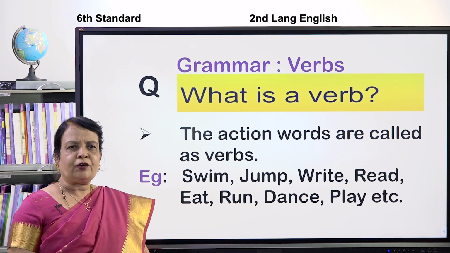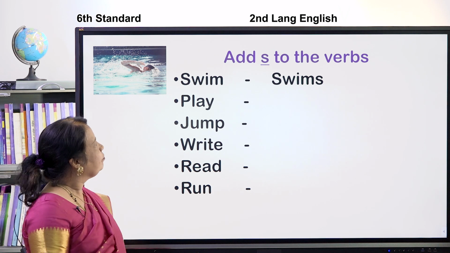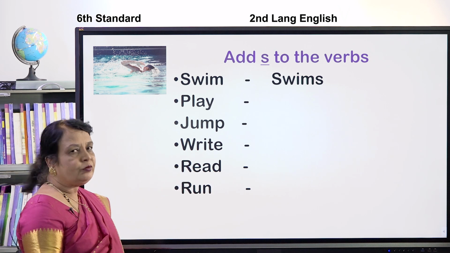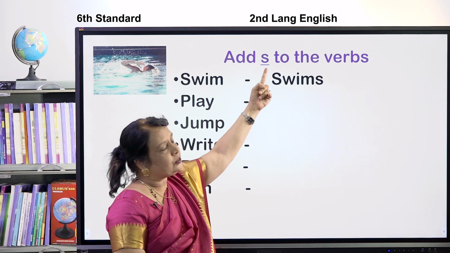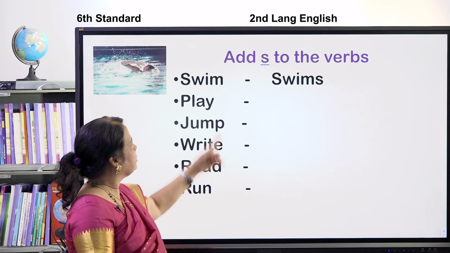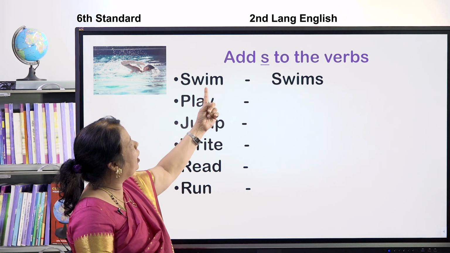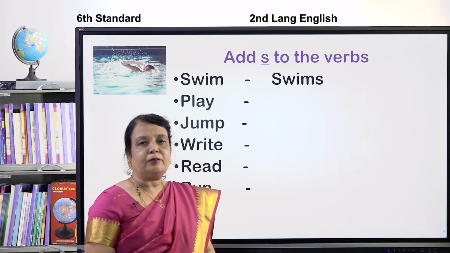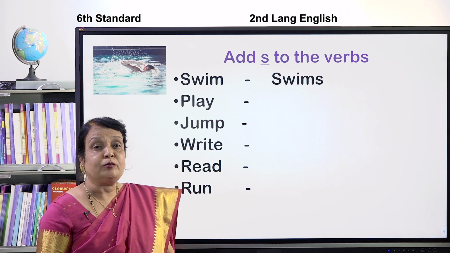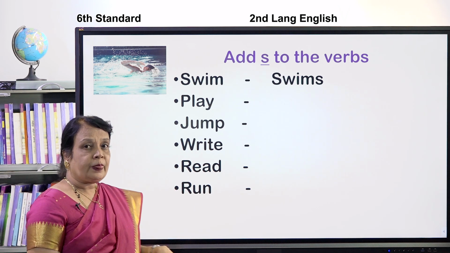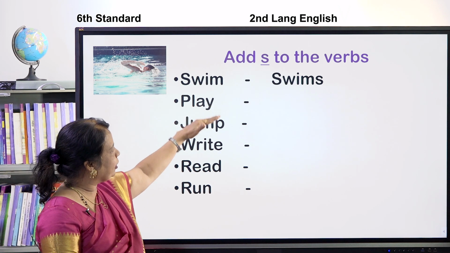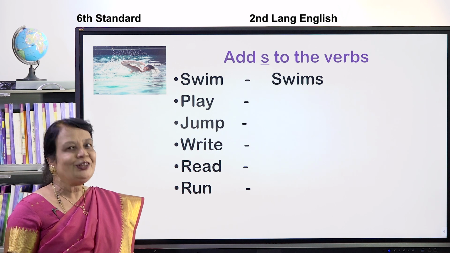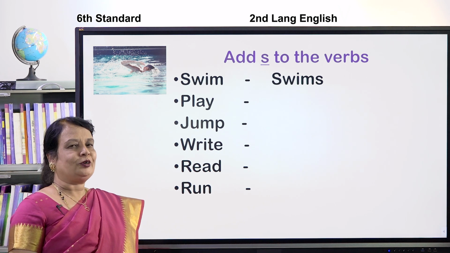Now children, we are going to have an activity here. Add s to the verbs. I have given you some of the verbs here, children. You are supposed to add s. See here, it is swim, S-W-I-M. I have added s to swim and it has become swims. What has it become? Swims. Now you are supposed to write all the words and add s. Easy? Can you do it? Good. Come on, start.